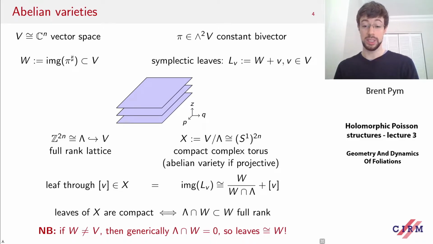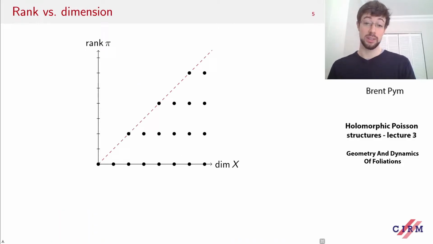I want to focus mostly today on the global structure and classification of these constant rank Poisson structures. So to conceptualize it, it's helpful to draw a picture of the relation between the rank of a Poisson manifold and its dimension. So here's a plot. The black dots correspond to allowable pairs of rank and dimension. Now, this red line is the diagonal. That's where the rank is equal to the dimension. And there's nothing above that because the rank can never be bigger than the dimension of X.